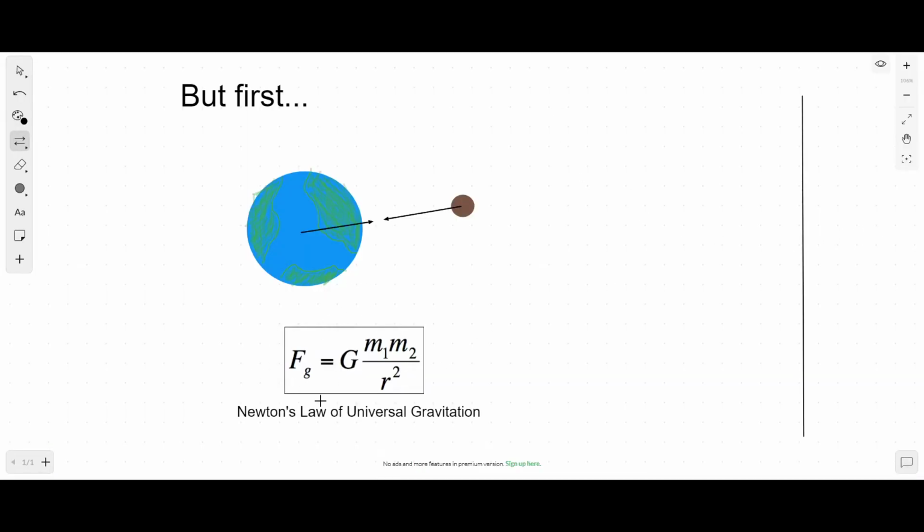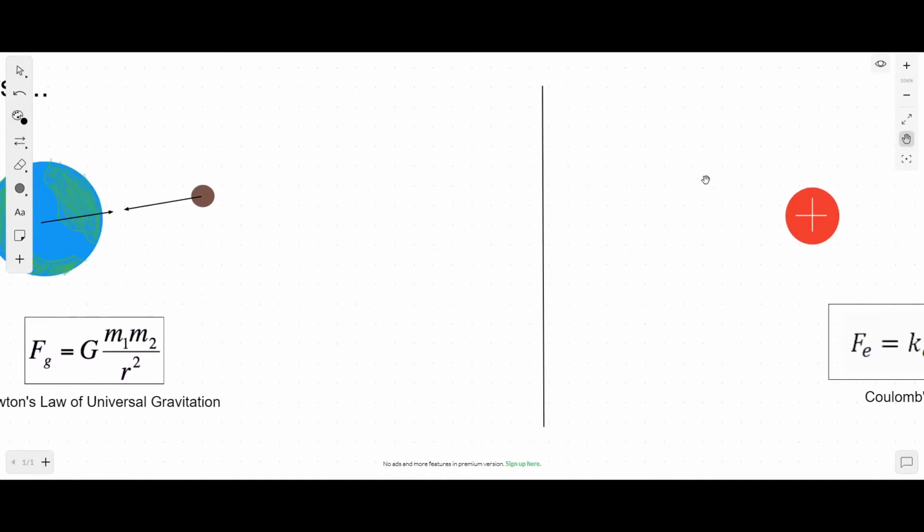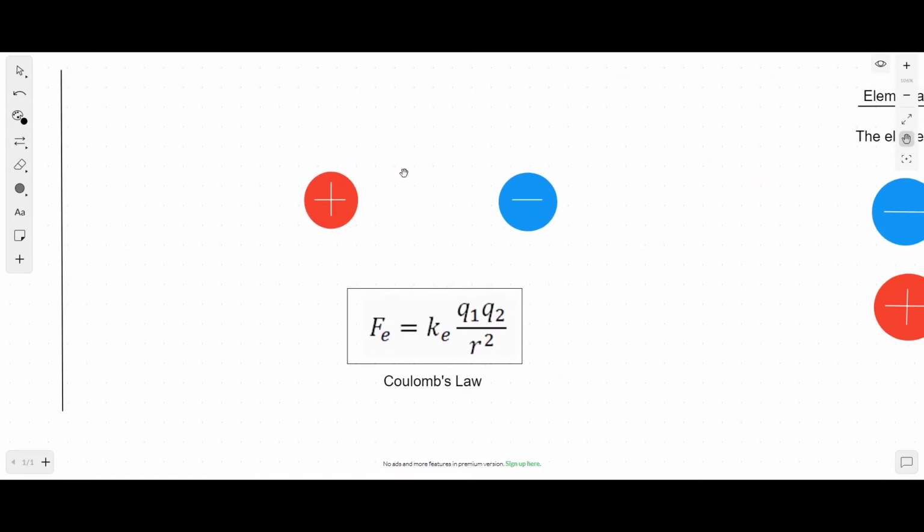Now just look at this equation one more time, and without blinking, look at this equation now. It's very, very similar. Instead of a G, there's a KE. This is also a constant. Instead of the 2 masses, we have the 2 charges, Q1, Q2, and over the distance between them squared. Now let me just talk about the details.